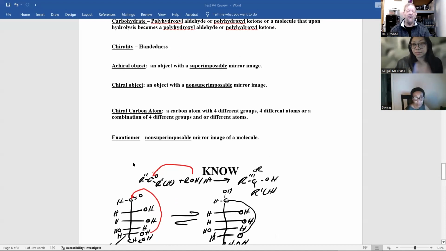Next, I talked about chiral carbons. Chiral carbons are any carbon with 4 different groups, 4 different atoms, or a combination of 4 different groups or atoms. And if a carbon in a molecule has 2 or more of the same atom or groups, immediately know it's not a chiral carbon.